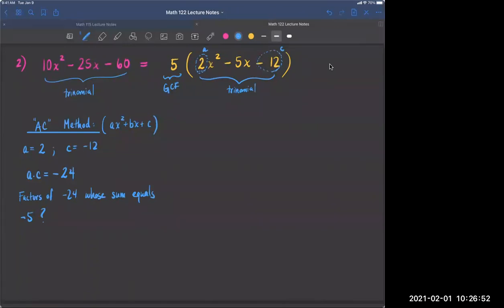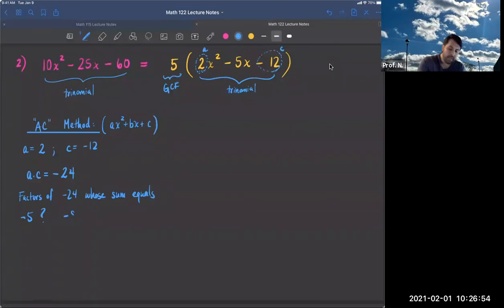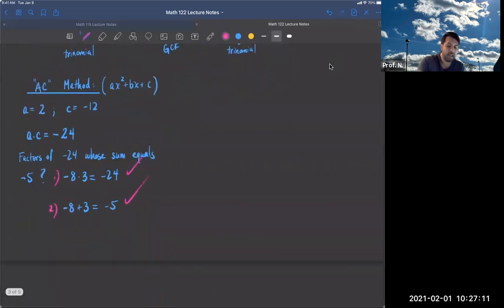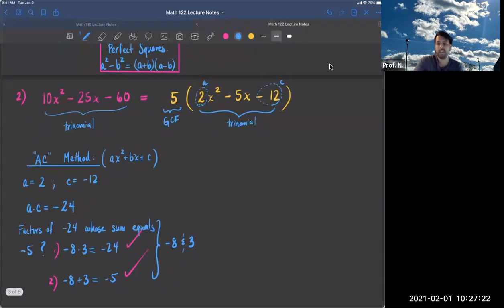Negative 8 and 3. Negative 8 times 3 gives you negative 24. Check. That's the first criterion. The second criterion is that negative 8 plus 3 gives me negative 5. Check. So what does that mean? Negative 8 and positive 3 are those numbers. Now that I know that the correct numbers are negative 8 and 3, what am I going to do with negative 8 and 3?